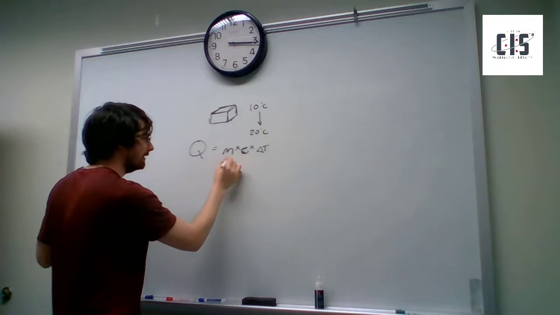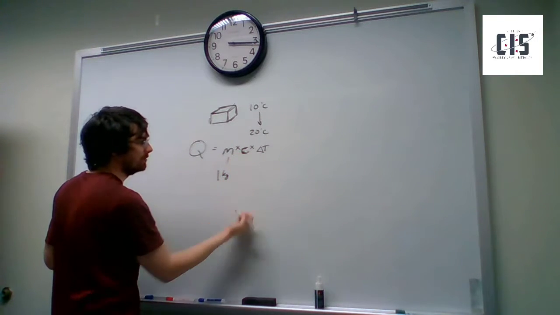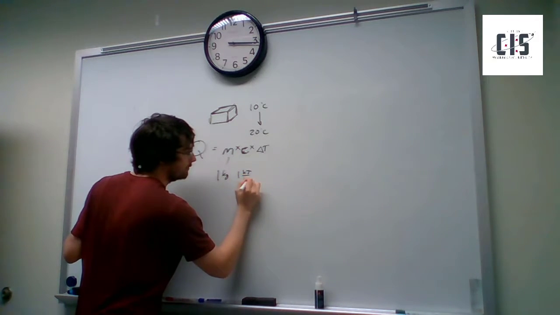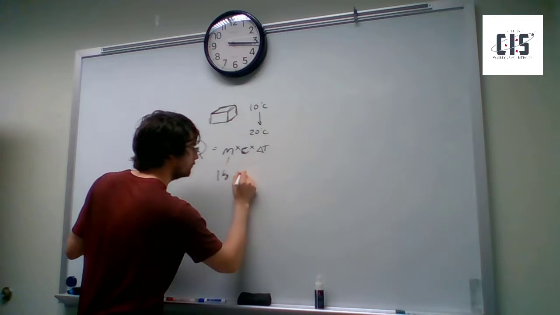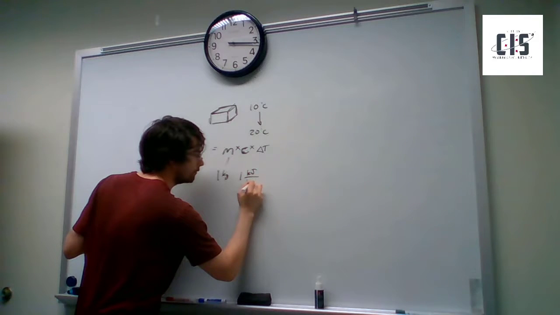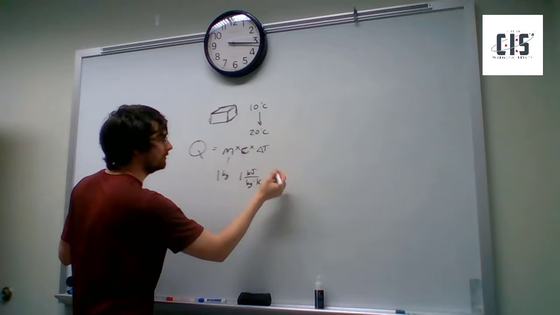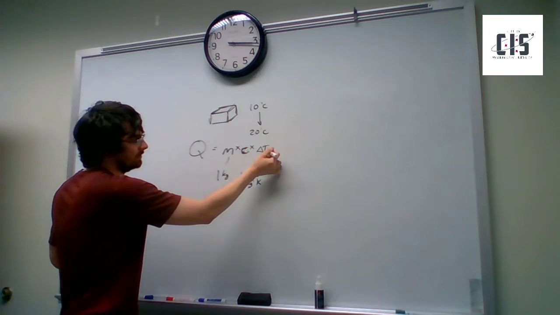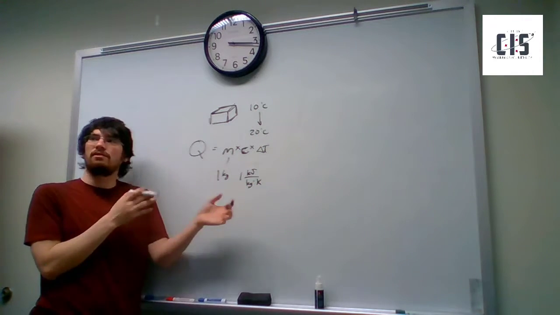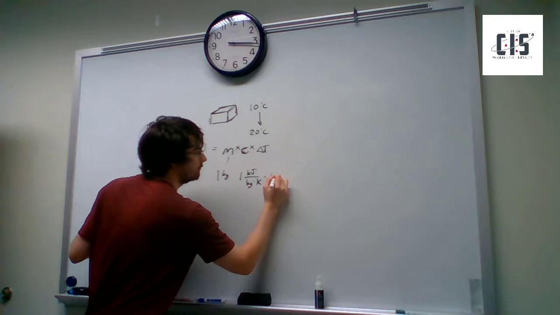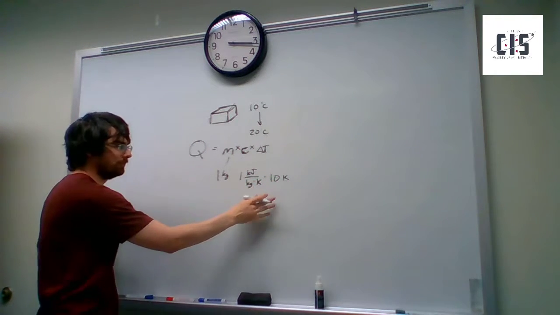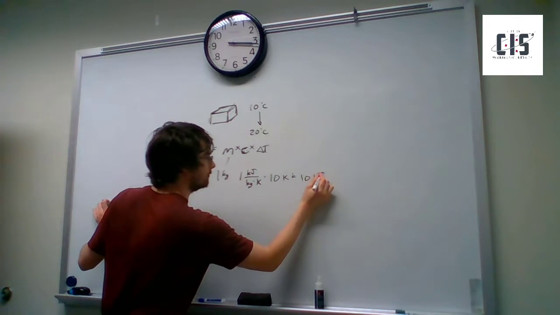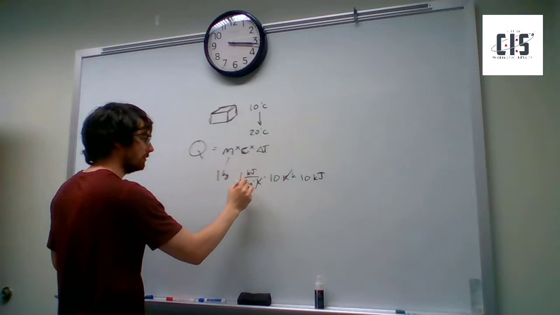So say it's 1 kilogram, and specific heat is, I don't know, 1 kilojoule per kilogram Kelvin. And then the change in temperature is 10 degrees. Now, notice this is in Kelvin, but we're using a temperature difference, so we can just use the difference in Celsius, because the difference in Celsius and Kelvin are the same. 10 Kelvin difference. Multiply it out, you get 10 kilojoules. So Kelvins cancel out, kilograms cancel out.